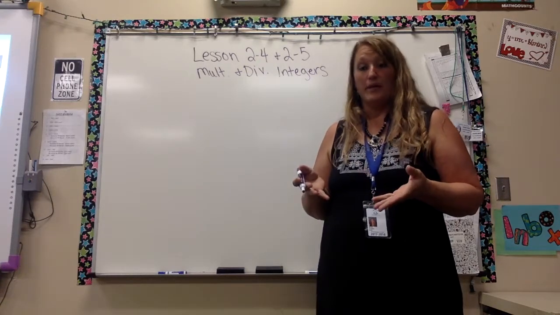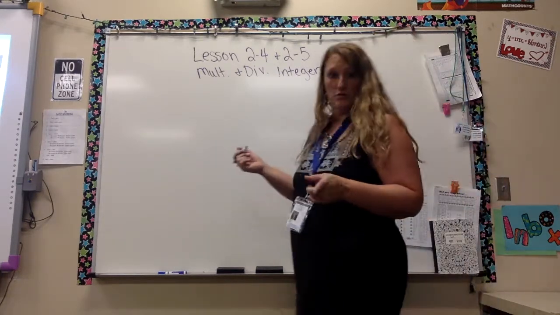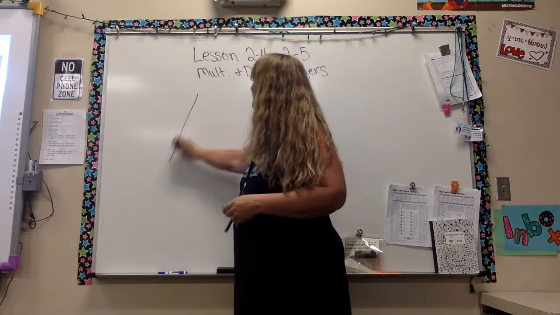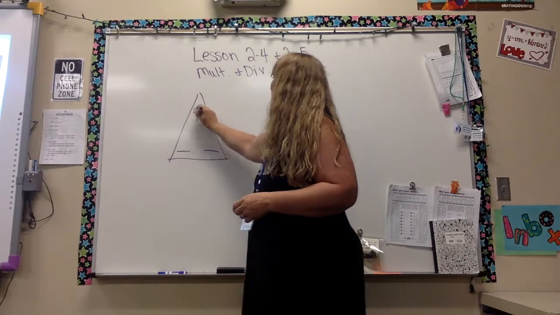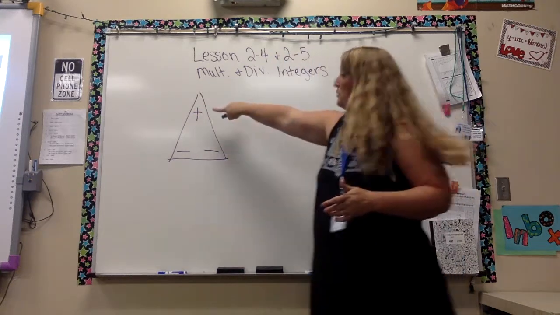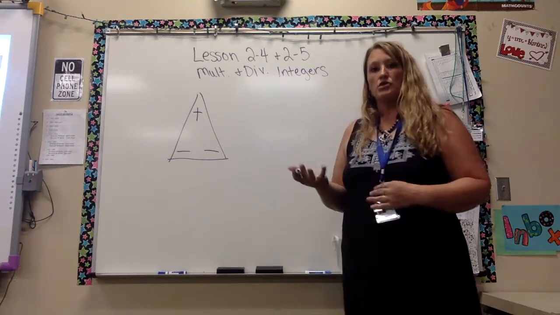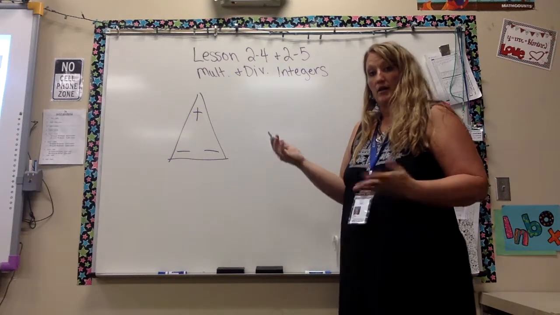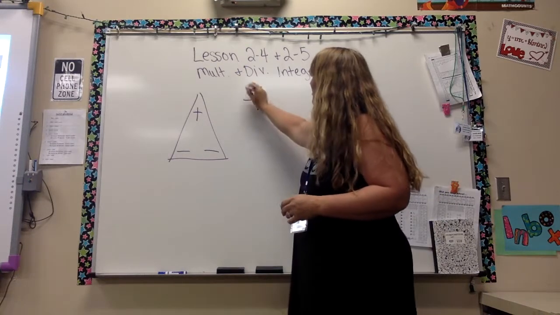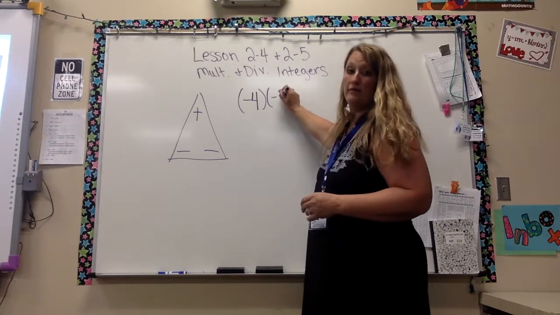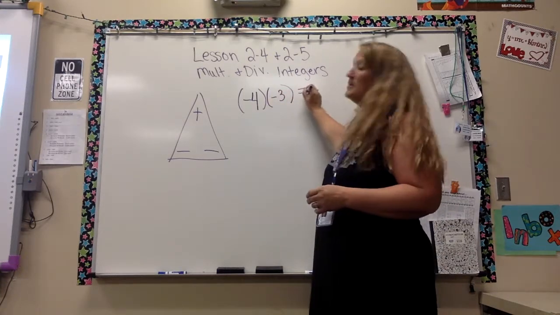So there's a couple of different ways that I like to show kids, and then you can choose which one you like better. So the first one is the triangle method, where you draw a triangle with 1 plus and 2 minuses on the bottom. So this one's pretty easy to use. Whenever you have your problem, so let's say we're doing -4 times -3. So we have two negatives. We're multiplying a negative times a negative.